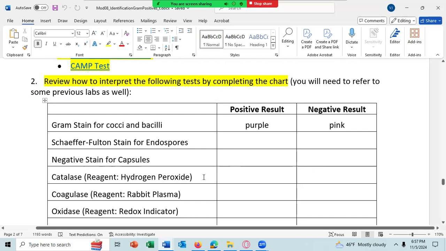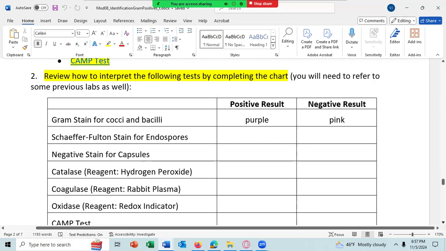Give me the positive result for the catalase test, looking at hydrogen peroxide. This you'll have to get from a previous lab as well, and then the negative result. Give me the positive result for the coagulase test and the negative result. Give me the positive result for the oxidase test and the negative result. And I think all of these are from a previous lab.